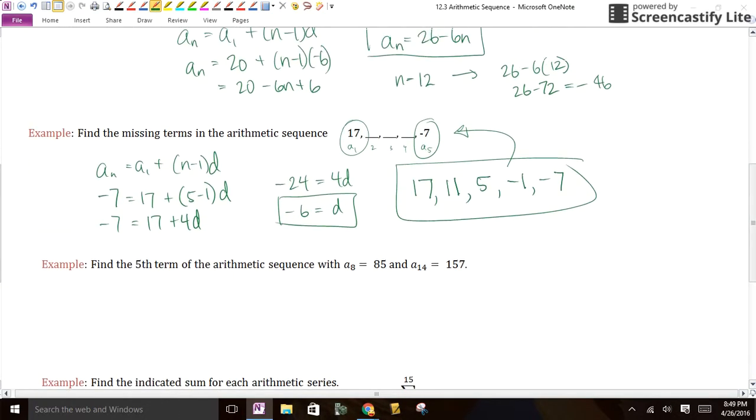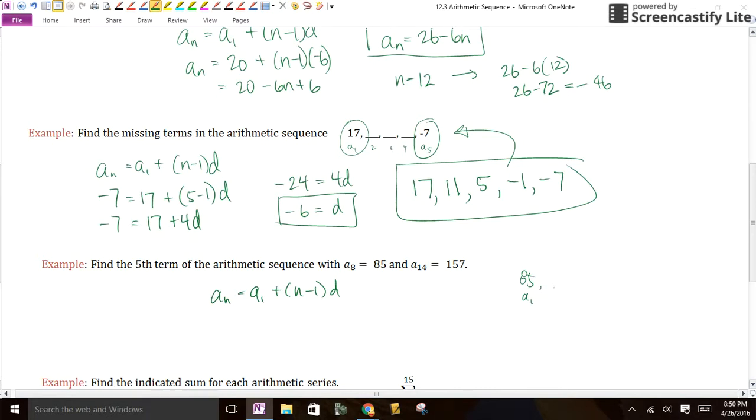So here we go. Again, a sub n equals a1 plus n minus 1 times d. Again, they told me some terms. Now, this is a little trickier because they told me the 8th term and the 14th term. So that's a little different. I might want to rewrite this. I might want to call 85 the first term. Now, why would I want to do that? Just so I could use the formula.